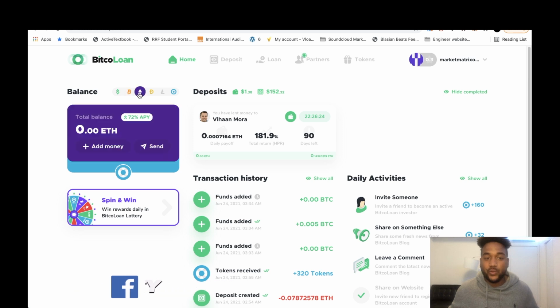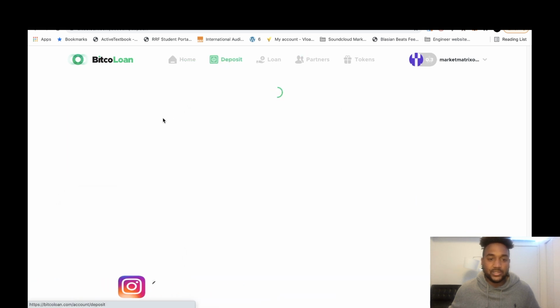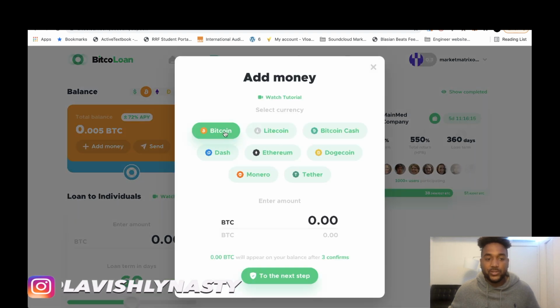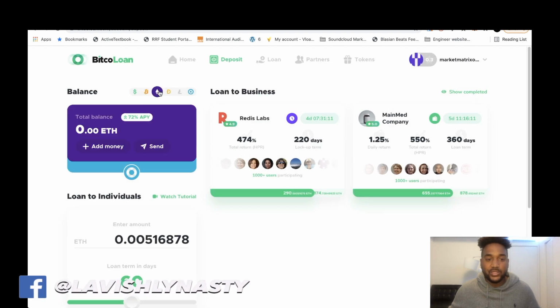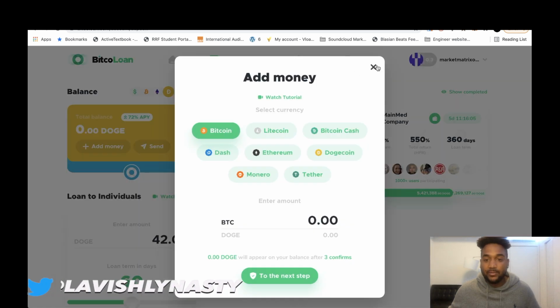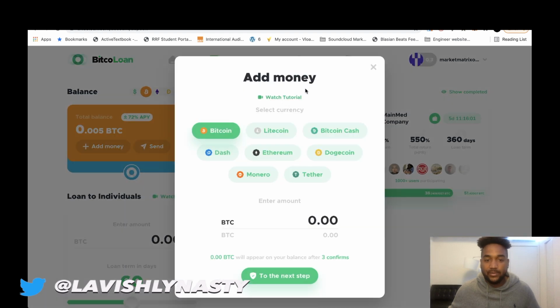Now watch, let's just say you want to do Bitcoin or Ethereum. I did Bitcoin already, so let's just try that. Let's go to deposit so we can get straight to it. You're gonna click deposit up here at the top of your menu. You're gonna click add money. Once you click add money, it's already gonna be on Bitcoin. Remember, if you wanted to do Ethereum, you would click Ethereum, add money. If you want to do Dogecoin, you could do Dogecoin, add money. You can do Litecoin, add money. But we're gonna do Bitcoin, so add money.